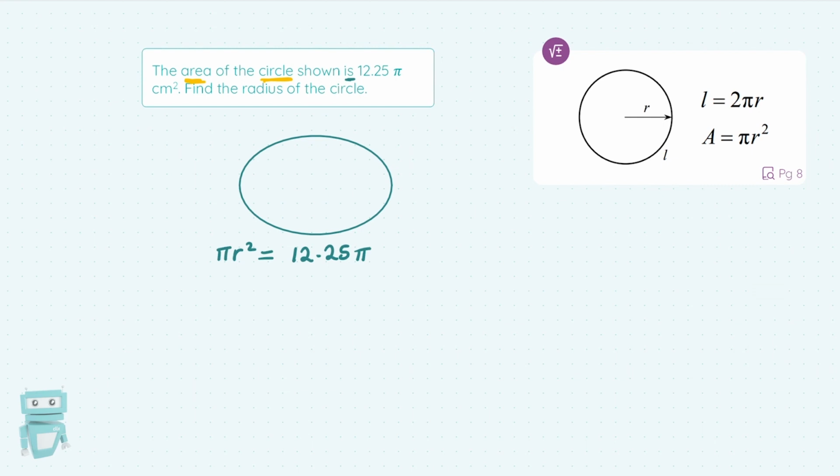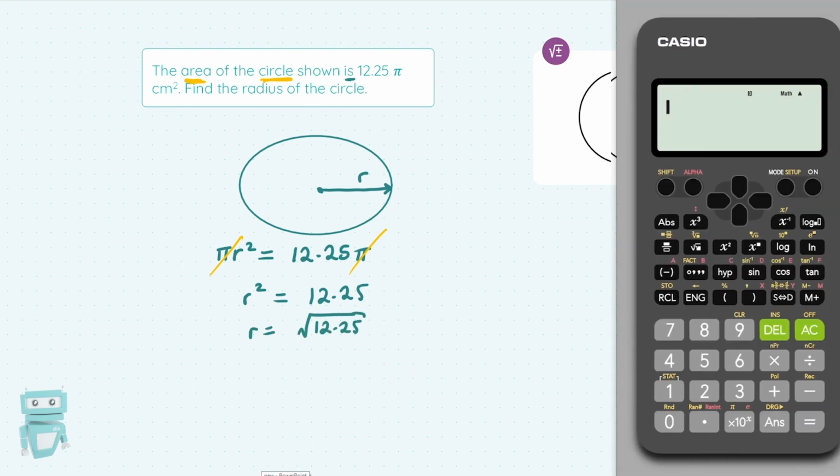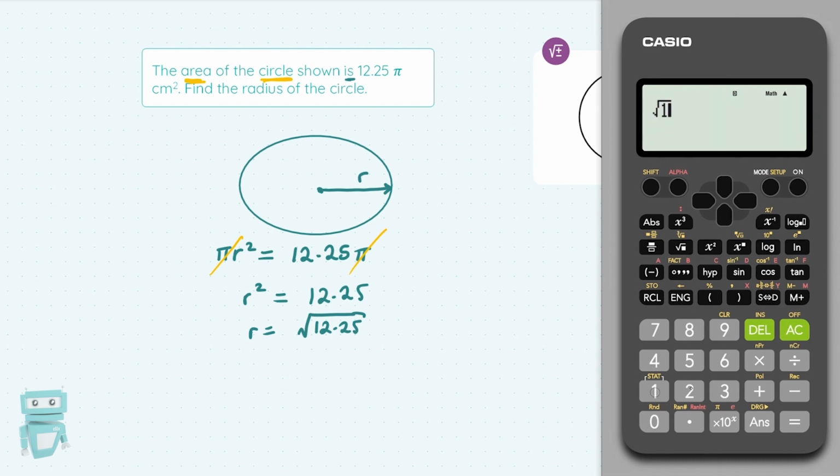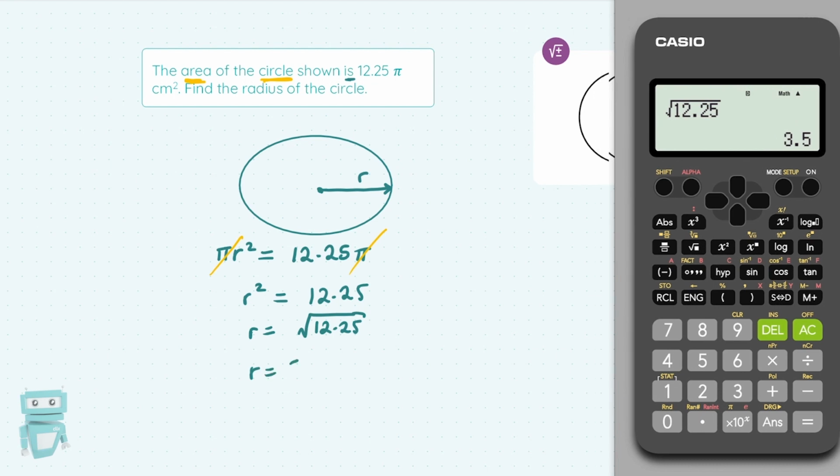Now if we have a pi either side, this is the beauty of leaving answers in terms of pi, we can simply cross them off. It's a common factor, we get rid of it. And what we're left with is r squared is equal to 12.25. And we simply want to work out r, our radius, and to work out r, just take the square root of 12.25. And we get a radius of 7 over 2, or 3.5.